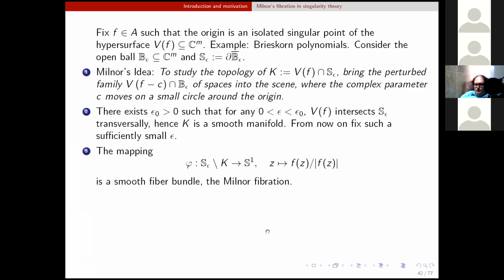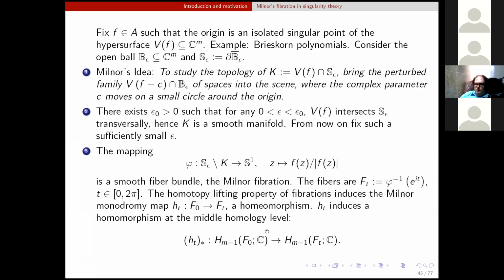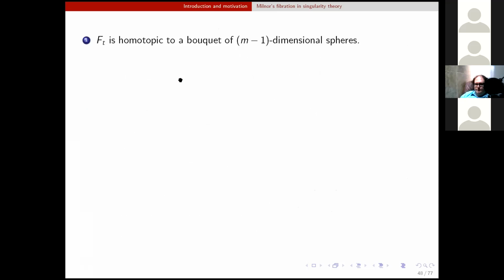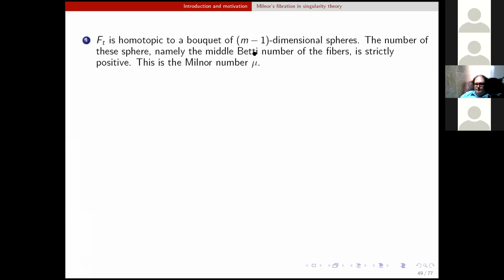to tell apart exotic spheres. And here I'm going to tell you what his invariant is. His invariant is called the Milner number mu. And what is this? Milner proved that f of t, the fiber of this fiber bundle, is homeomorphic to a bouquet of m minus 1 dimensional spheres. The number of these spheres is called the Milner number, the Betti number.